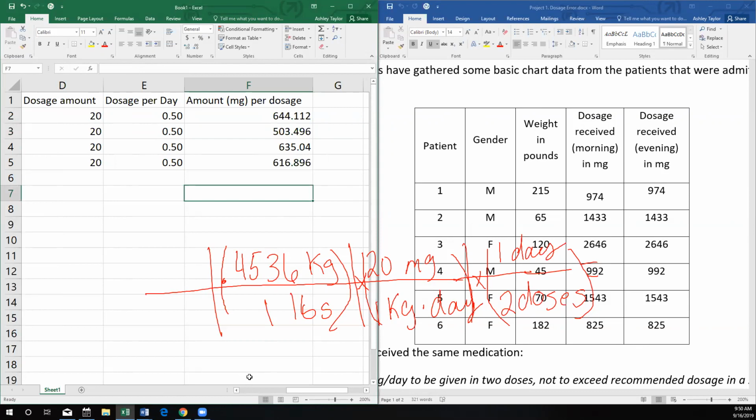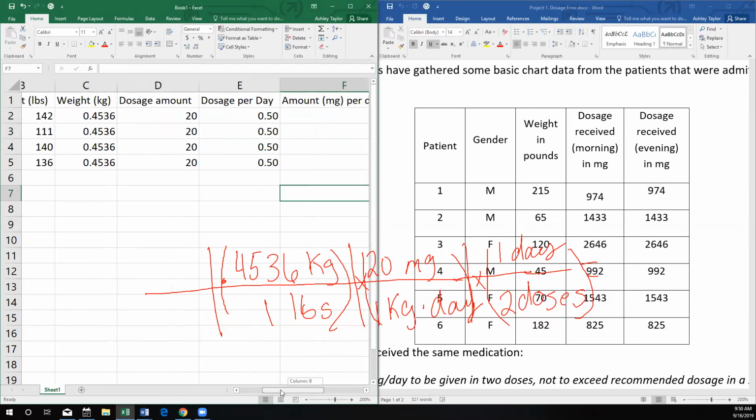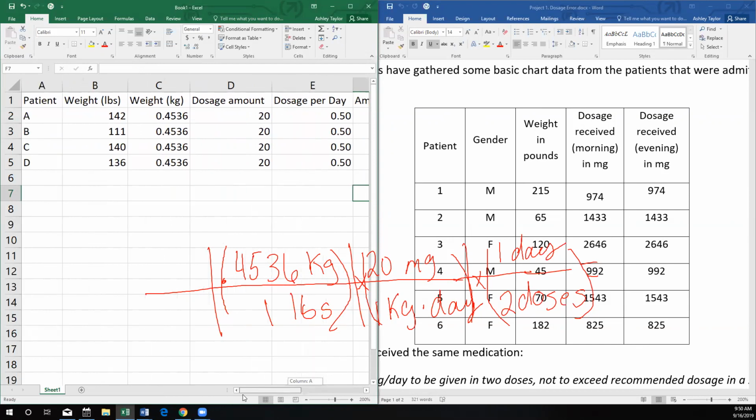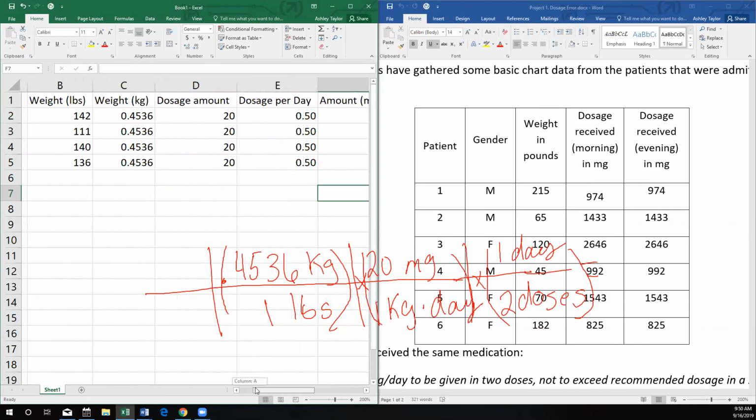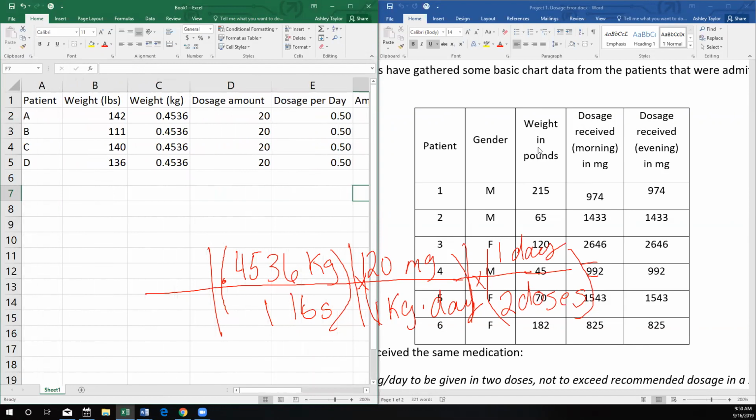And then write a report on the errors and what you found in Excel, and submit both of those, both the report and the Excel document in D2L.